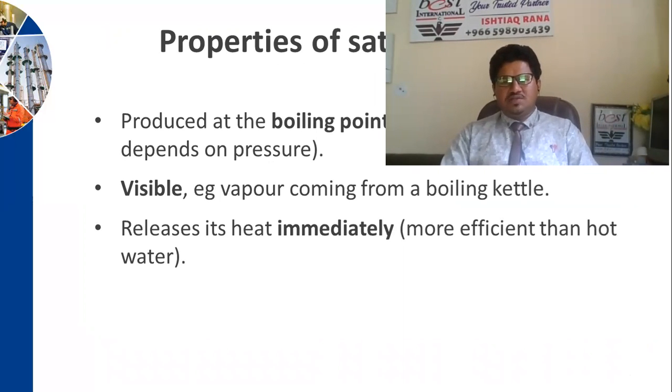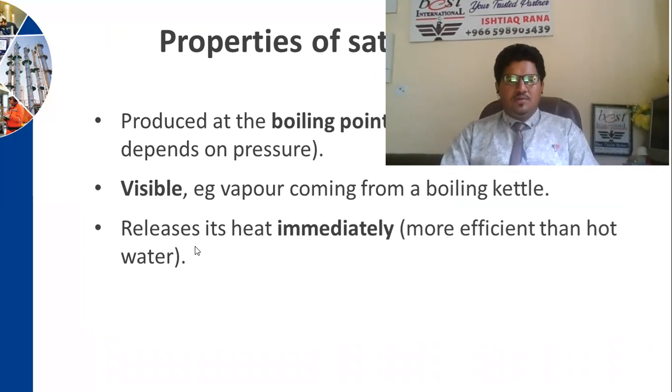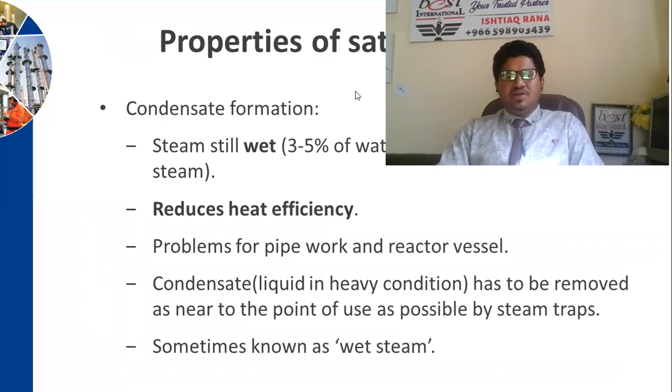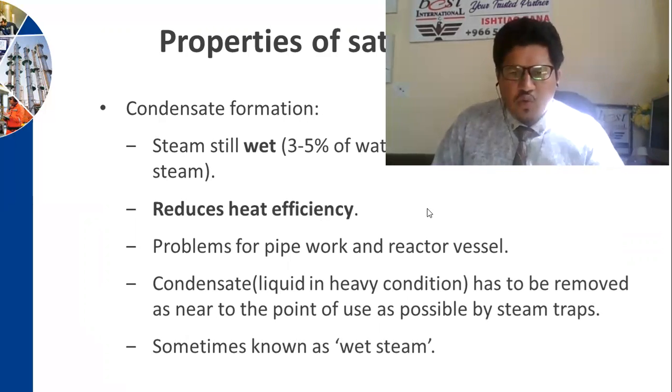The properties of saturated steam: it is all about the boiling point of water, which depends on the pressure. Visible vapor coming from a boiling kettle releases its heat immediately, more efficient than hot water. Property of saturated steam: we have condensate formation, like steam will wet; 3.5% of water may be entrained in the steam, reducing heat efficiency and causing problems for pipework. Even in a reactor vessel, condensate, like liquid heavy condition, has to be moved as near to the point of use as possible, as steam traps, or sometimes known as wet steam as well.